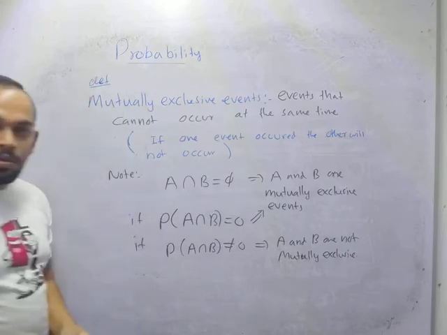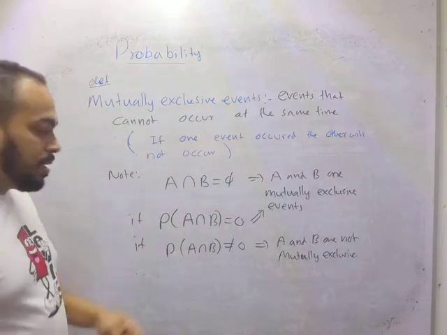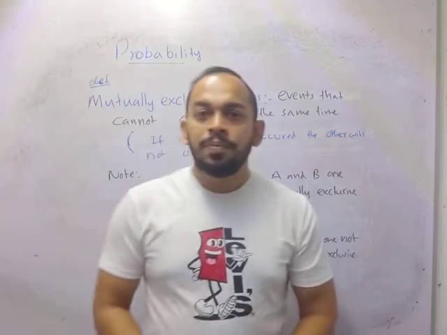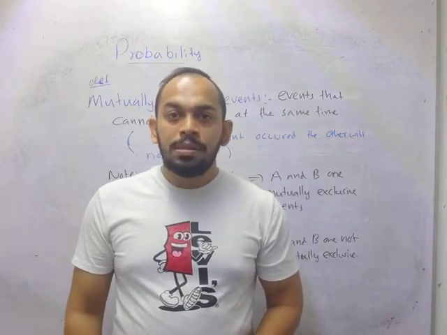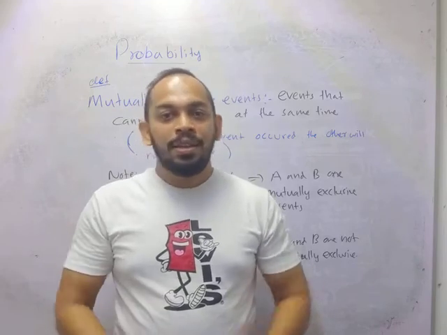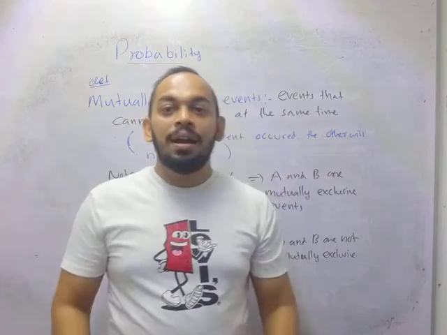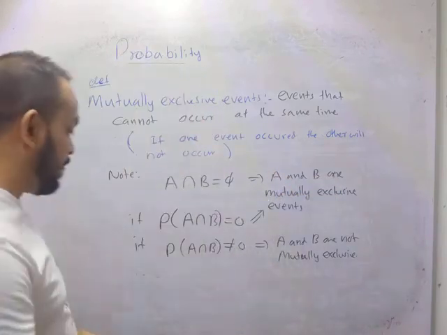They are not mutually exclusive. Please learn that. So what are examples? Examples being when you flip a coin once, you can either get heads or tails. You cannot get both, right? So heads and tails are mutually exclusive events.